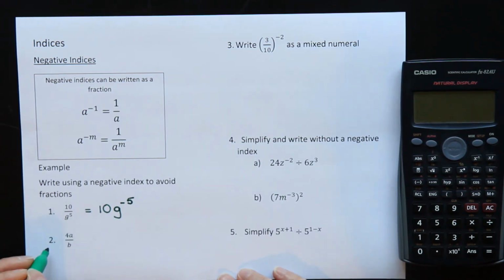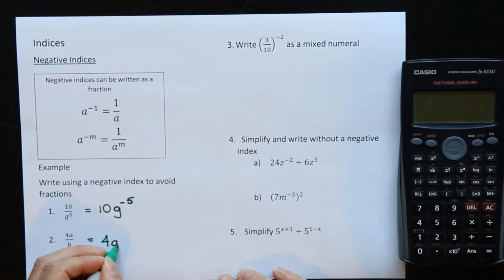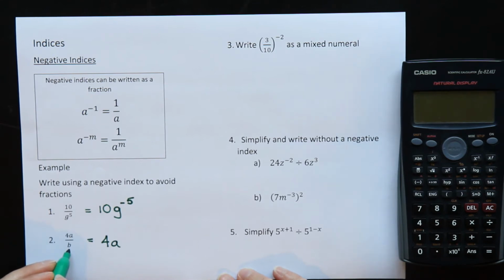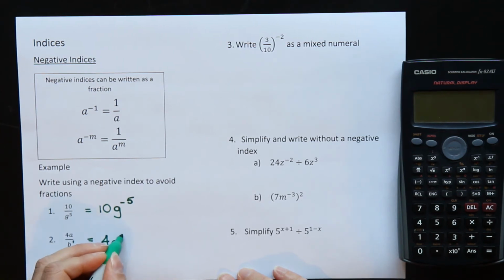Okay, doing that again for question 2, 4a over b. The 4a is already on the top. It's the b that needs to be moved. So that's b to the power of 1. If I want to move it off the denominator, I can write that as b to the power of negative 1.